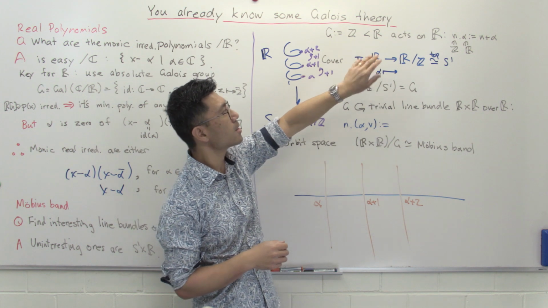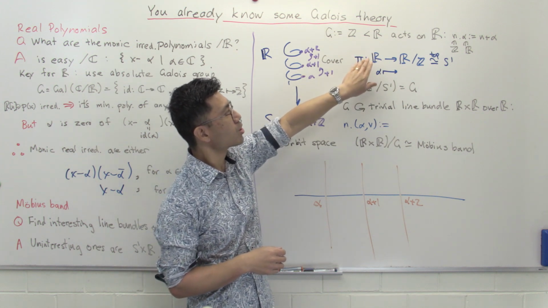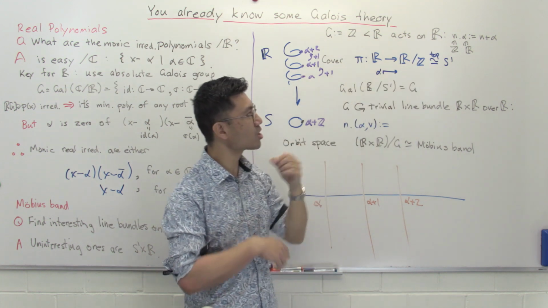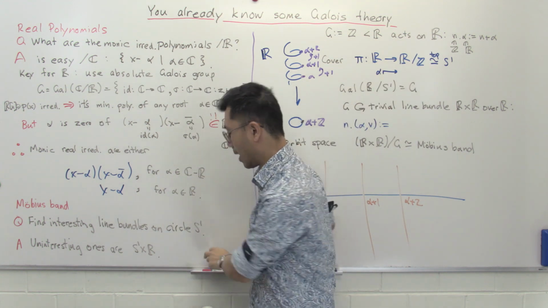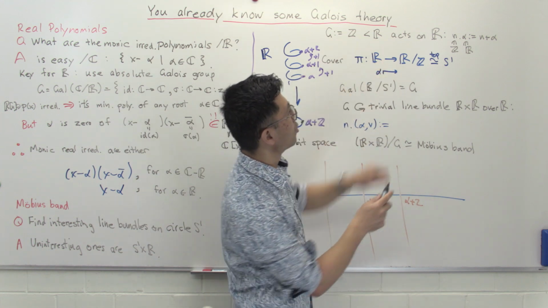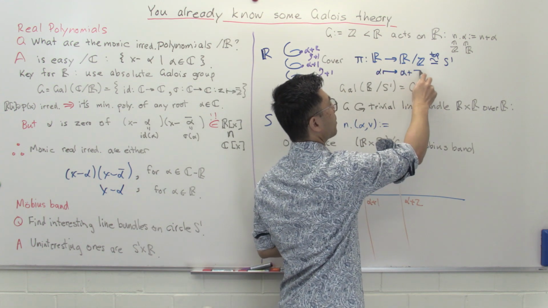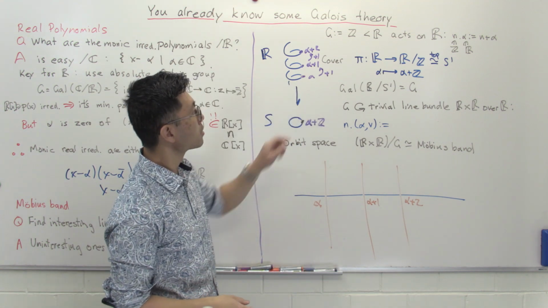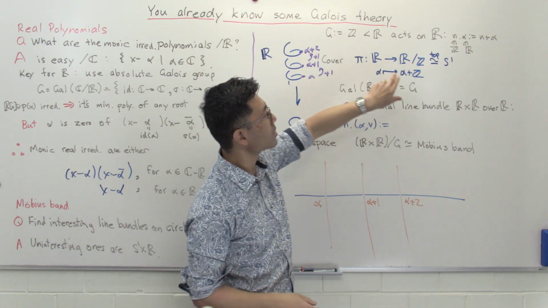This is an example of a cover. It's going to be the map pi from R to R mod Z. This is just a quotient map that you see in algebra. So alpha goes to the coset alpha plus Z.